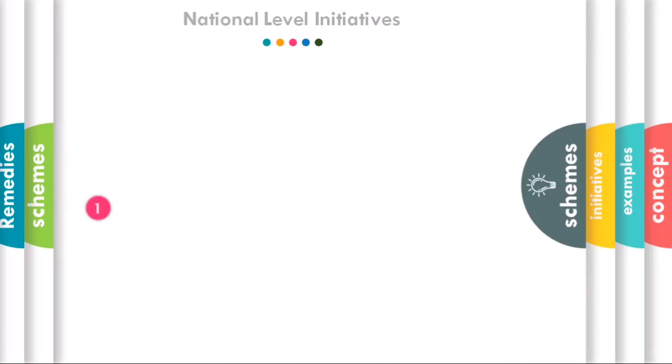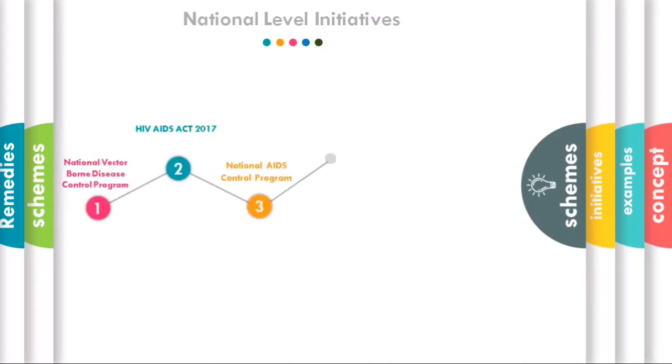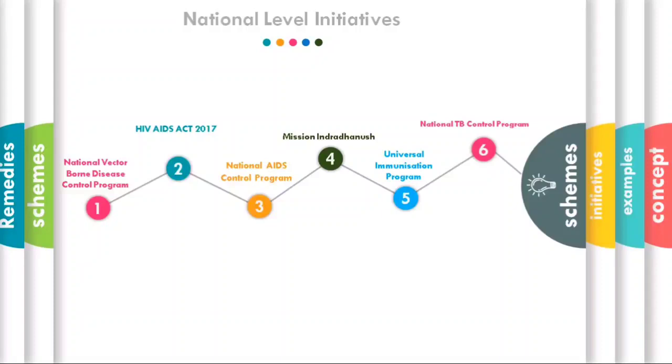Next, we will look at some national level schemes. First is the National Vector Borne Disease Control Program. Next is the HIV AIDS Act in 2017, National AIDS Control Program, Mission Indradhanush, Universal Immunization Program, National TB Control Program. So all these initiatives are national level initiatives.